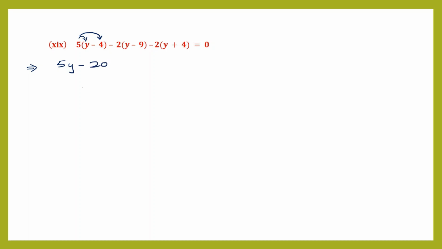Let's go to the next part. Minus 2 into y is minus 2y. And then minus 2 into minus 9. Minus into minus is plus. 2 9s are 18. Then we go on to the next part. Minus 2 into y. That is minus 2y. And minus 2 into plus 4. So that is minus 2 4s are 8. Now this should be equal to 0.